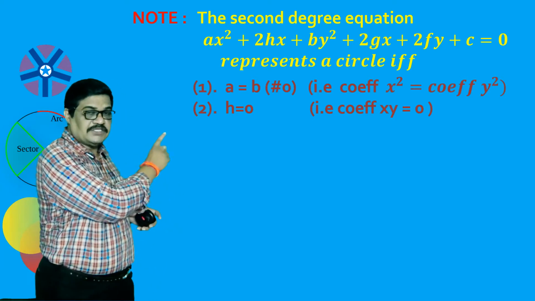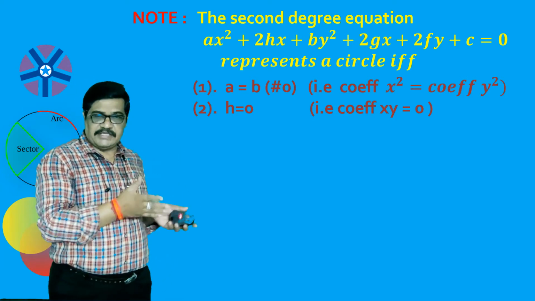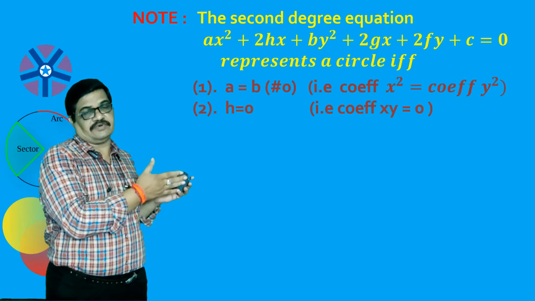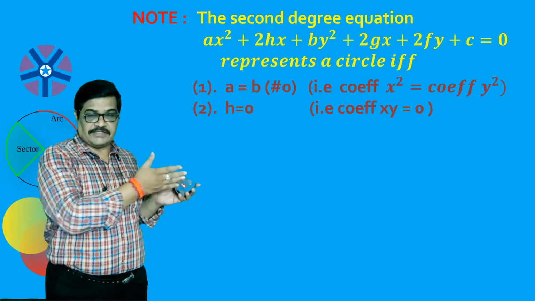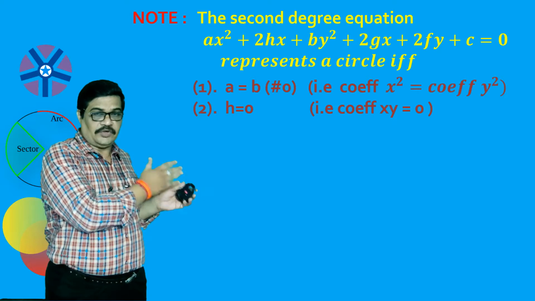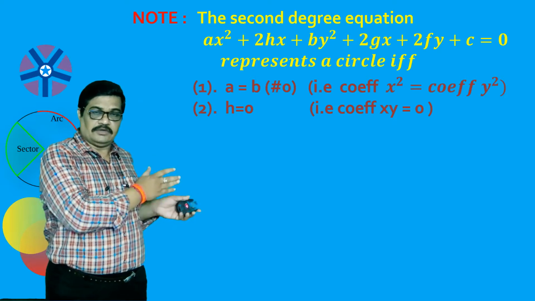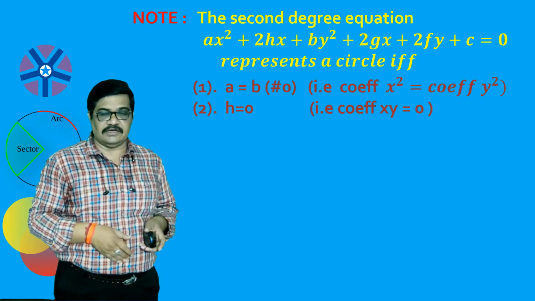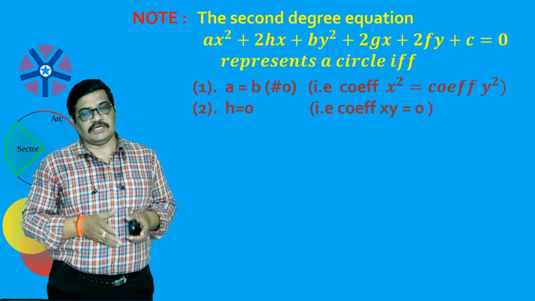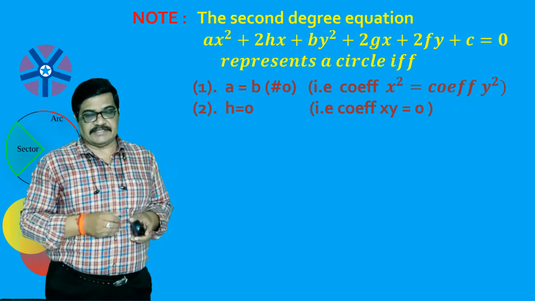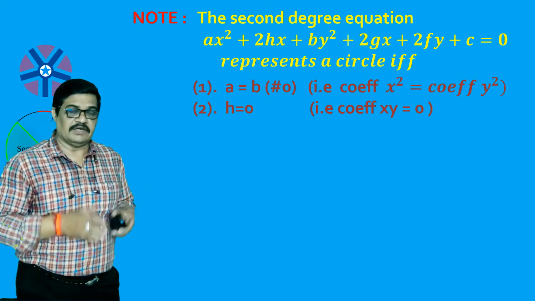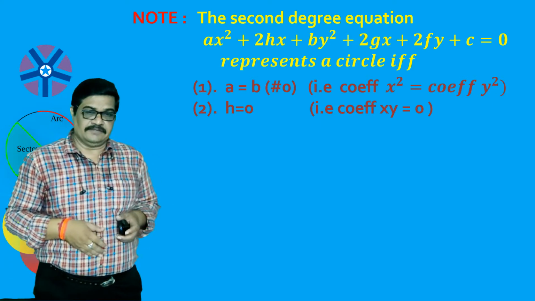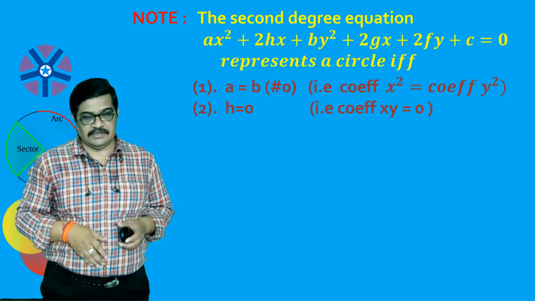And h is equal to 0. What is h here? The coefficient of xy is 2h, and that will be 0, so the xy coefficient is 0. That is the other condition. If these two conditions are satisfied, then the second degree equation represents a circle. So we are applying these conditions.